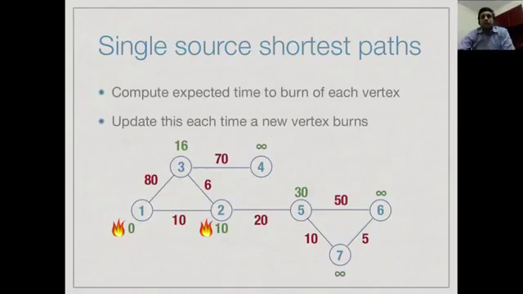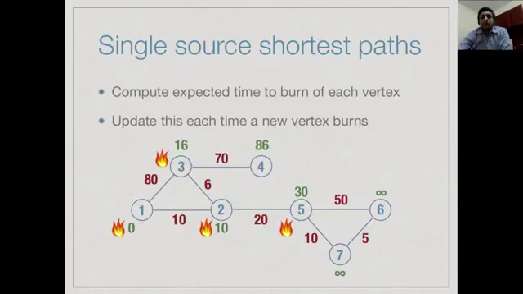So we continue in this vein, now using the fact that among the things that are going to burn, 3 is going to burn at 16 and 5 is going to burn at 30. It's clear that 3 burns next. So we reset its status to burnt, and we update its neighbor, namely 4, to 16 plus 70 is 86. Now among those which are not burnt, namely 4 and 5, which have a finite value, 5 will burn next. So we set its status to burnt, and we update its neighbors to 80 and 40. At 6 we have 80, and at 7 we have 40.